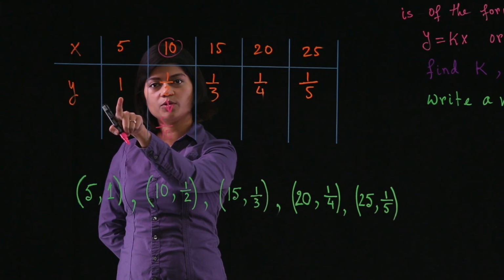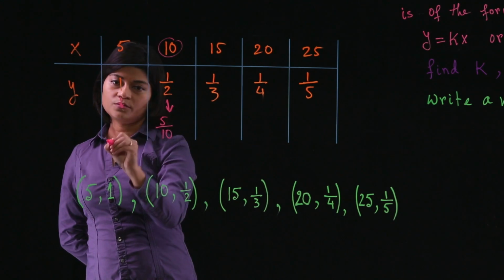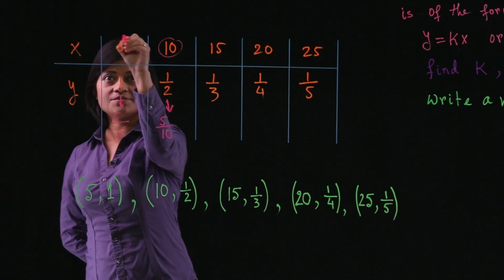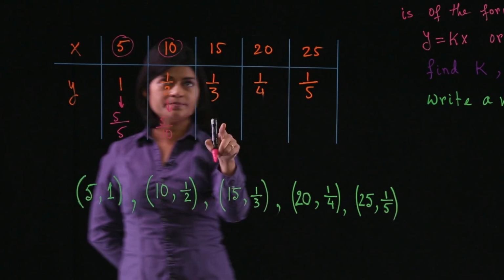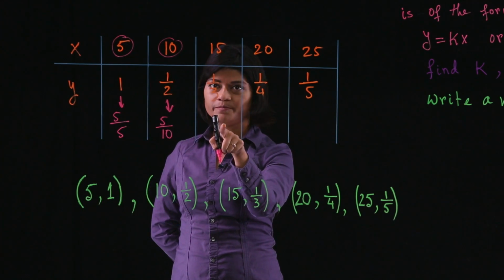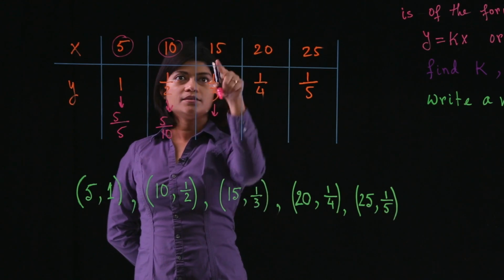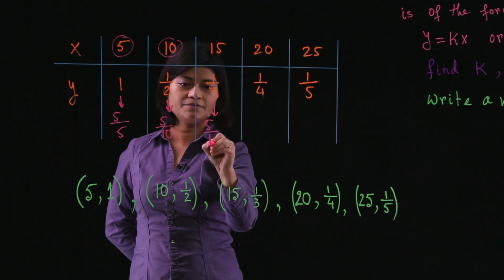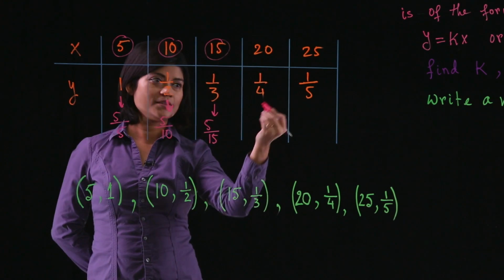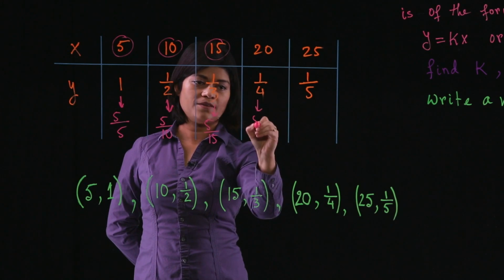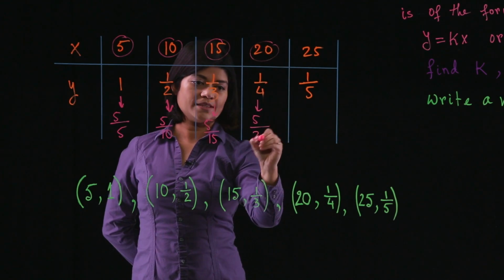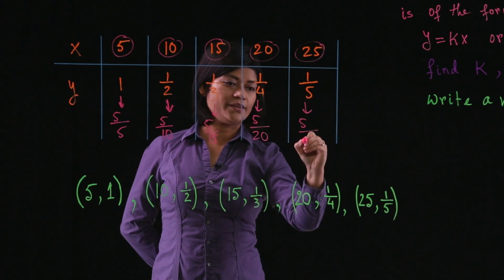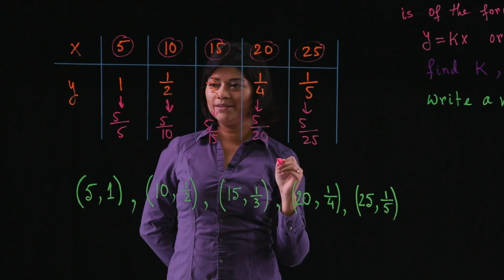So what about the first one? What about 1? Well, 1 can be written as 5 divided by 5, this 5. Okay, that works. How about the third column, 1/3? And we have x value is 15, so let's see, is it 5 divided by 15? Yes, it is. Same way, 1/4 is 5 divided by the x, that's 20, and 1/5 is also 5 divided by 25. It works, right?